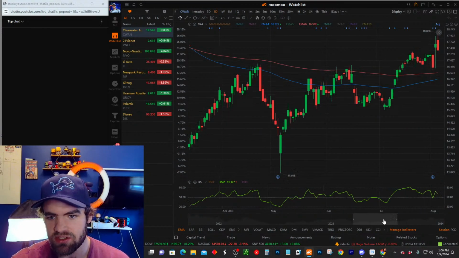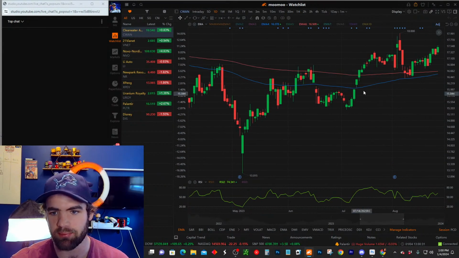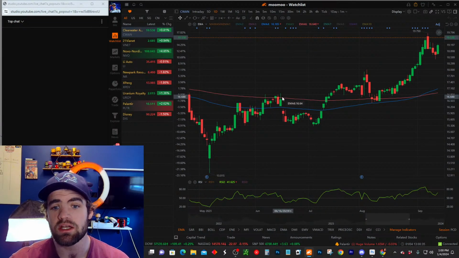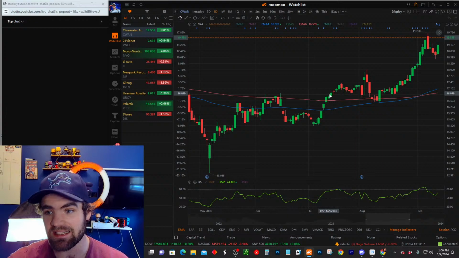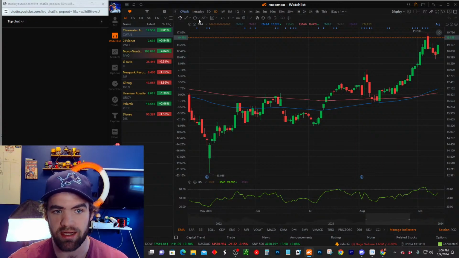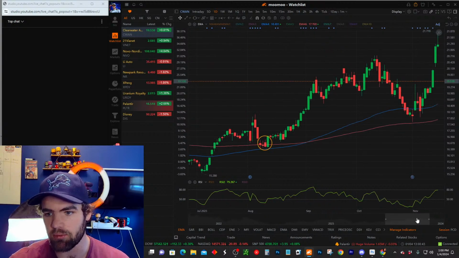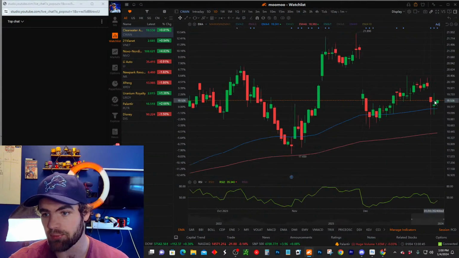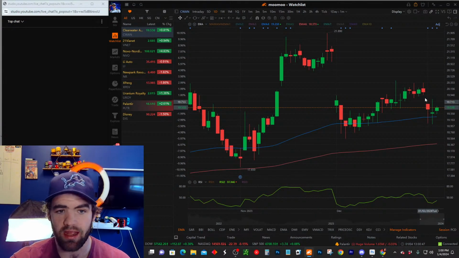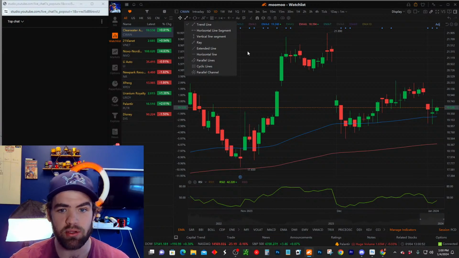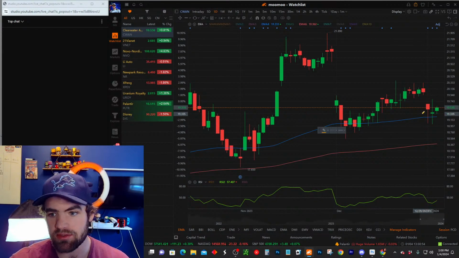So looking at this one here, you guys will see it breaks out, and now it's starting to use these old resistance lines as support lines. Recently what we've seen is a breakdown down to that 90-day moving average line, which could be a support for ticker symbol CWAN. So what I'm going to do is I'm going to hop in.